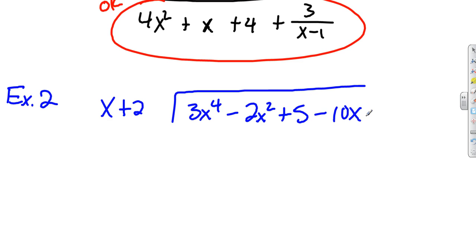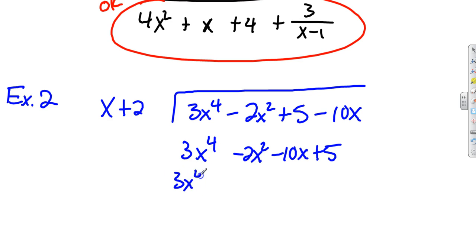Okay, so let's say that's your problem. You've got x plus 2, we're going to divide it into 3x to the 4th, minus 2x squared plus 5 minus 10x. All right, first thing is, it's not in descending order, so the very first thing is go back and rewrite it so it's in descending order. We've got the 2x squared minus 10x and then plus 5. And for that one, it's in descending order, but x to the 3rd power is missing, so you have to go back.